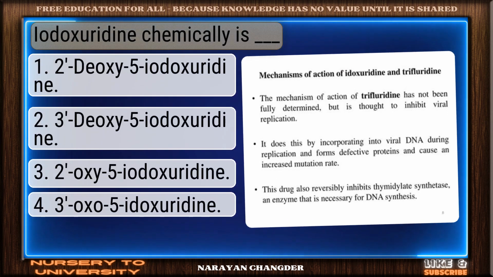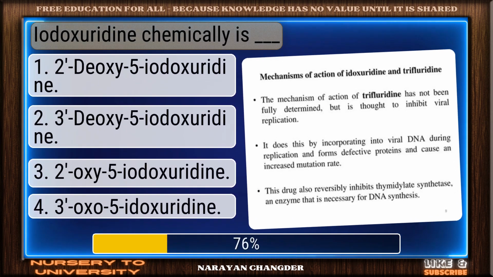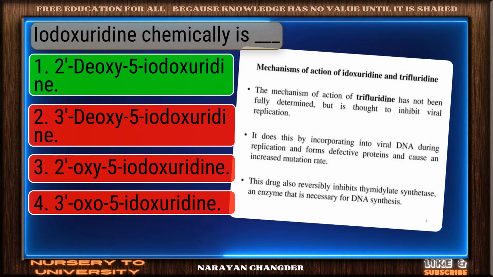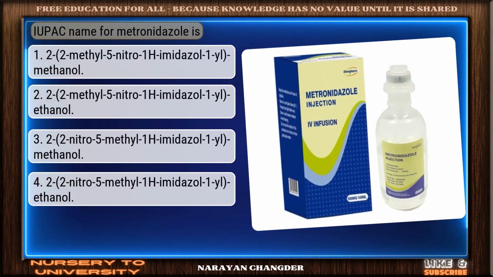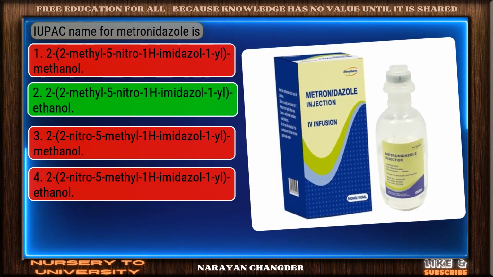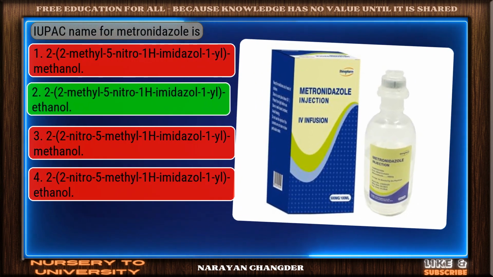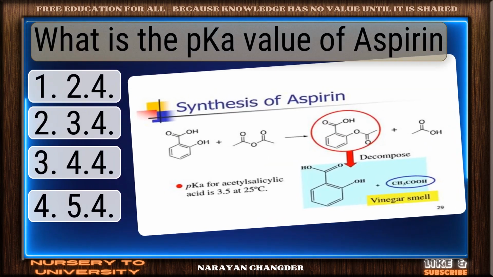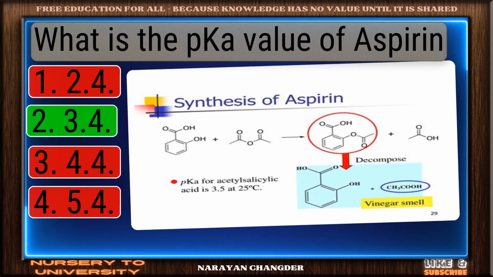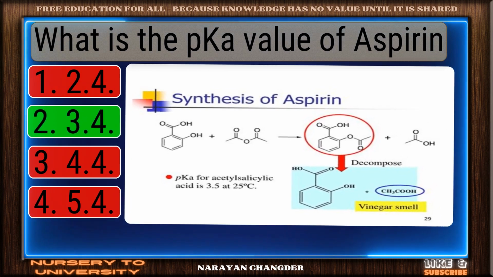Iodoxuridine chemically is dash. Excellent. 2-deoxy-5-iodouridine is a brilliant choice. IUPAC name for metronidazole is. Well picked. 2-ethanol is the correct answer. What is the pKa value of aspirin? Right again. 3.4 is a valid answer.